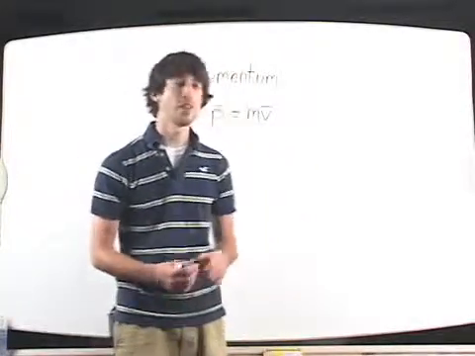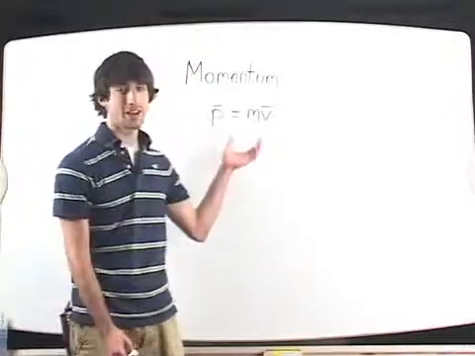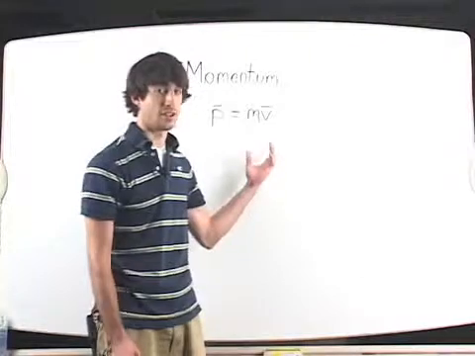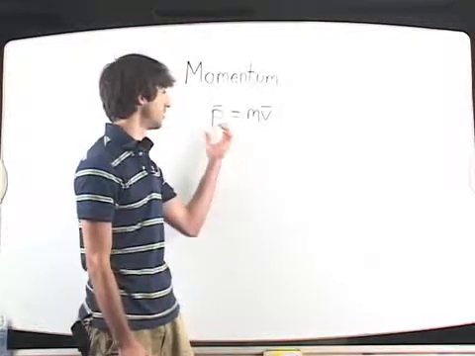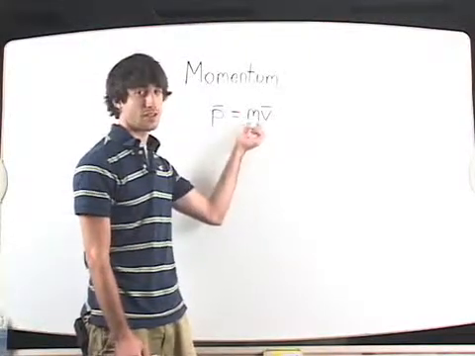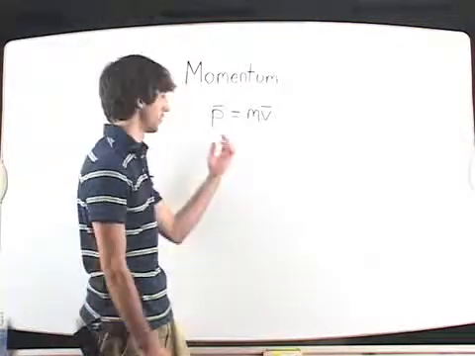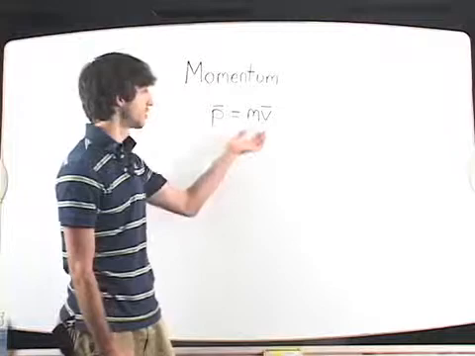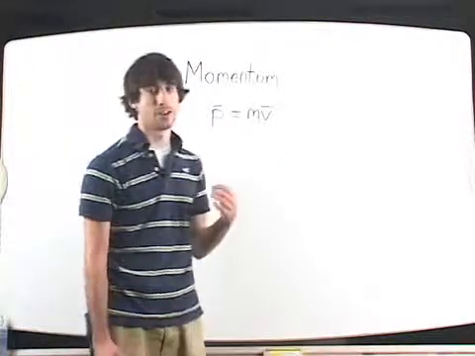Okay, this lesson is going to be about momentum. So what is momentum? Well, mathematically, momentum is a vector, like velocity and acceleration, and it is equal to the mass times the velocity of the object. So P here is typically the symbol we use for momentum. And it's P equals mv, mass times velocity.